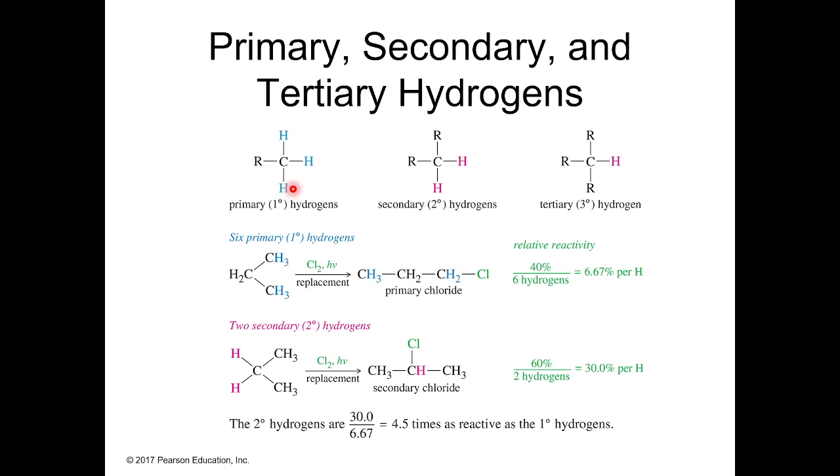Okay? So for example, a primary hydrogen is attached to a carbon with only one other carbon attached to it, right? A secondary hydrogen is attached to a carbon with exactly two carbons attached to it. A tertiary hydrogen, called 3 degree, third degree, is going to be attached to a carbon with 3 other carbons attached to it. Can you have a quaternary typically? No.